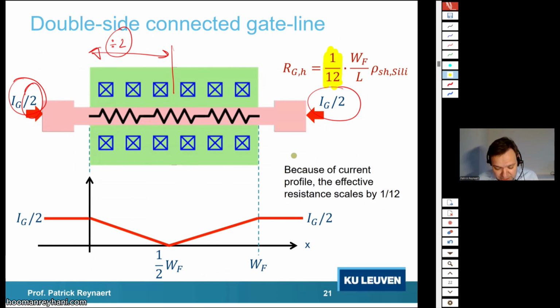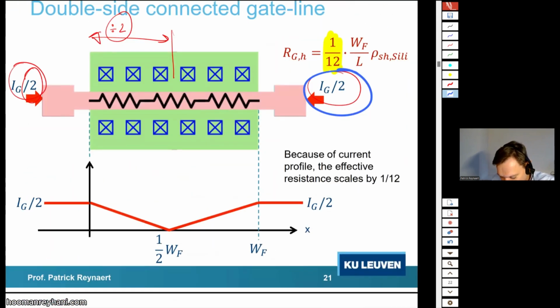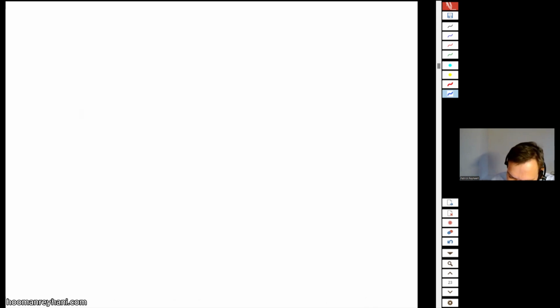That's possible at lower frequencies. It is possible to do it at higher frequencies, but it's difficult to guarantee at higher frequencies that half of the gate current flows on both sides. Why is that? Maybe I should add a slide here.